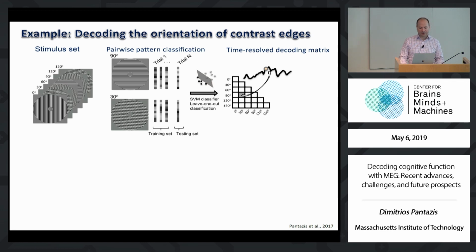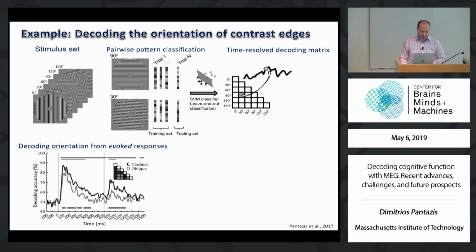And the question one may ask is whether we can really decode orientations from MEG data. And the answer is yes. And we can see how shortly after the presentation of the stimulus, the decoding time series go high up, close to 80–90% decoding accuracy, and then they go lower. And then there is an offset response in the second vertical line, and then they drop again.